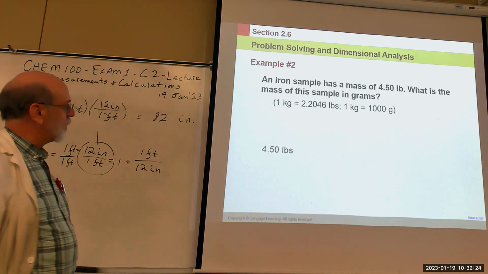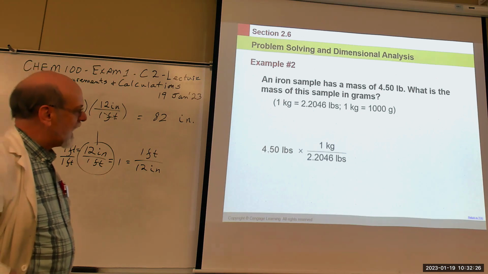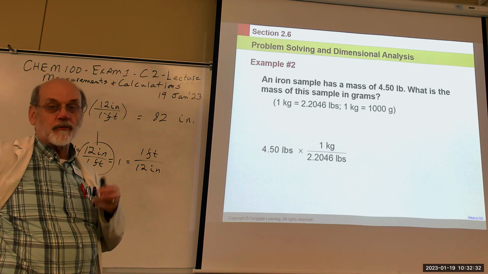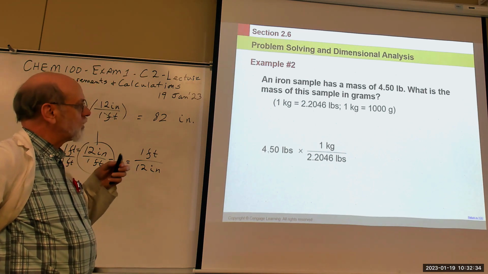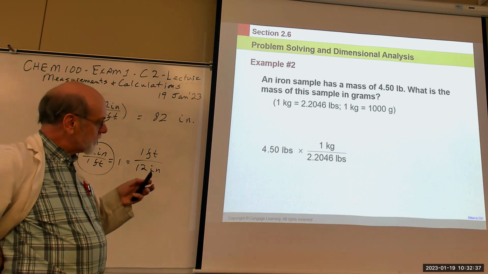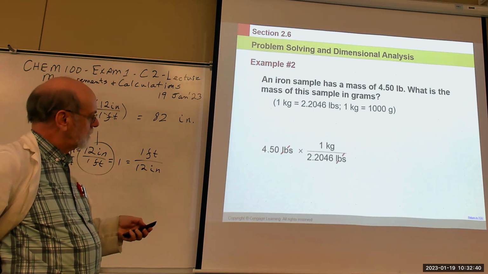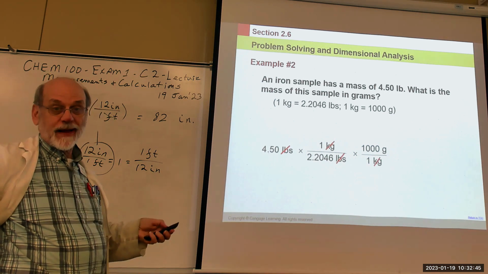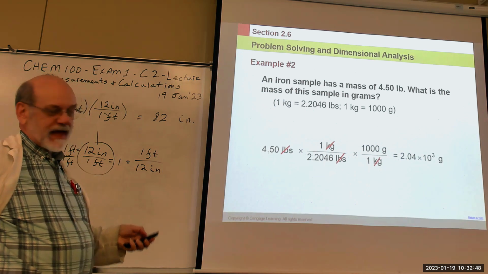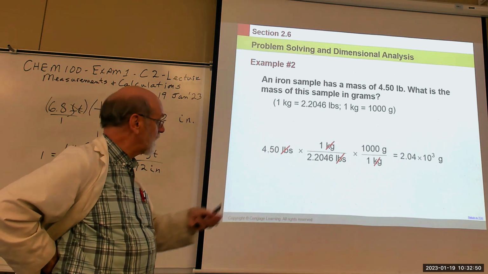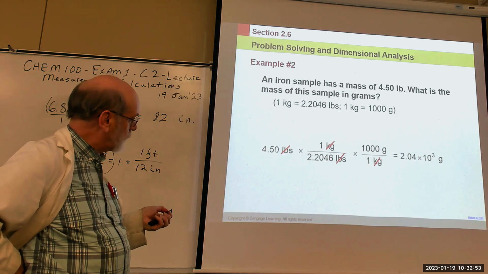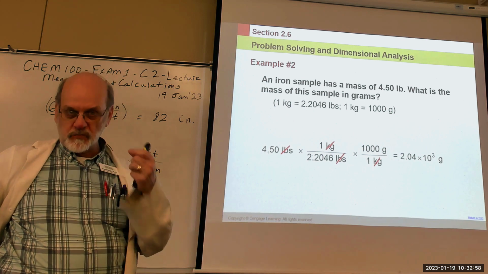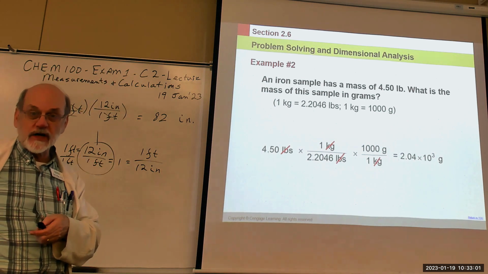So in this case, we know we've got 4.5 pounds, and we want to convert to kilograms first because we have another conversion factor that will go from kilograms to grams. So this takes us to kilograms. And this one cancels the kilograms and takes us to grams. And there it is expressed in scientific notation. And all we have to look at is this one for significant figures. 3 significant figures, 3 significant figures. We're good, as long as the calculation was done correctly.